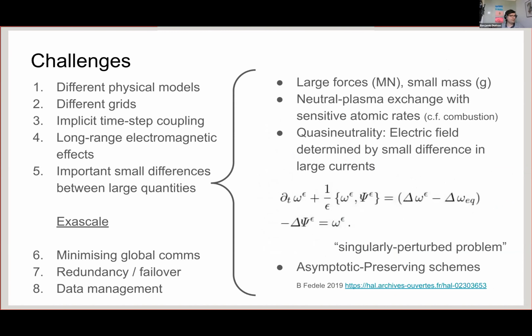There are a few places where we need to resolve very small differences in large quantities. A crude way of thinking about this is that the individual forces on the plasma are of order meganewtons. The whole plasma only weighs a few grams. And so if you want to keep it there in steady state, there needs to be a very good balance between all these very large forces, or the whole thing will very quickly hit the wall. And this can be studied in the form of singularly perturbed problems, and AP schemes are one approach.